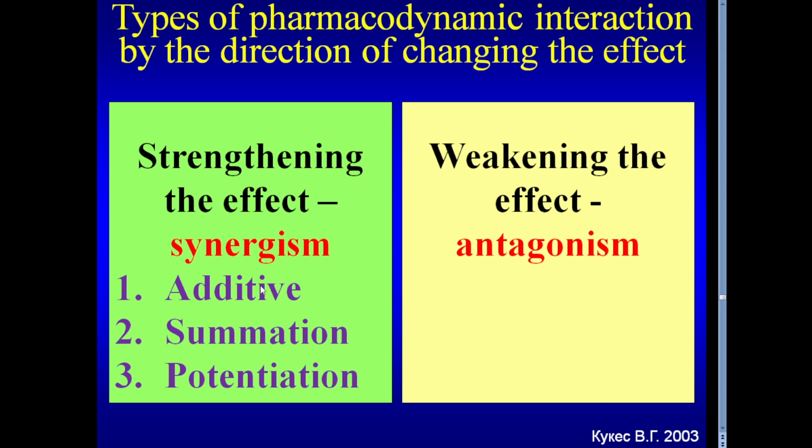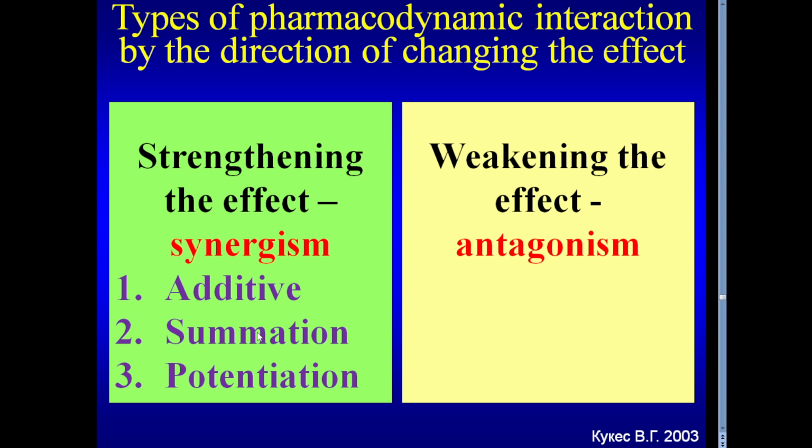Second, summation: if the total effect of the combination is equal to the arithmetic sum of the effects of the individual components. And potentiation, the strongest kind of synergism: if the overall effect of the combination is greater than the arithmetic sum of the effects of the individual substances. These are kinds of synergism.